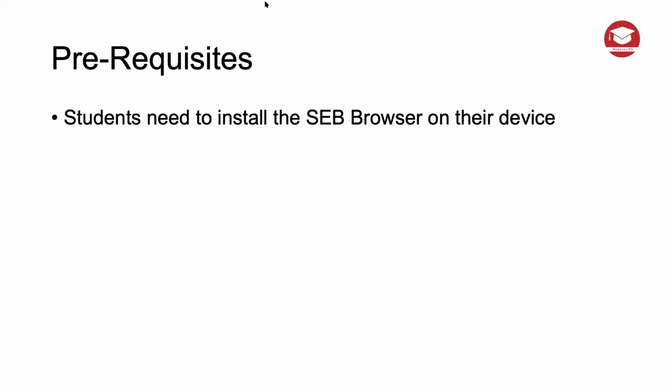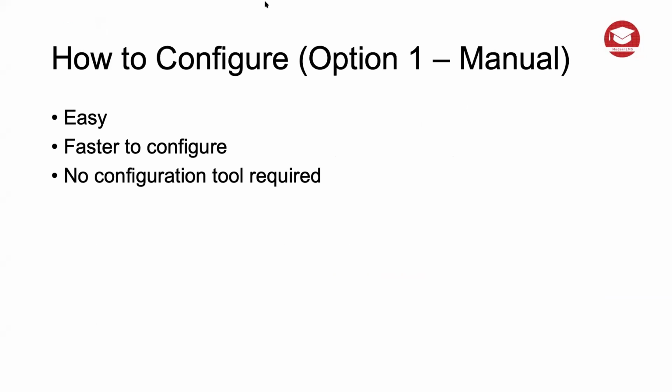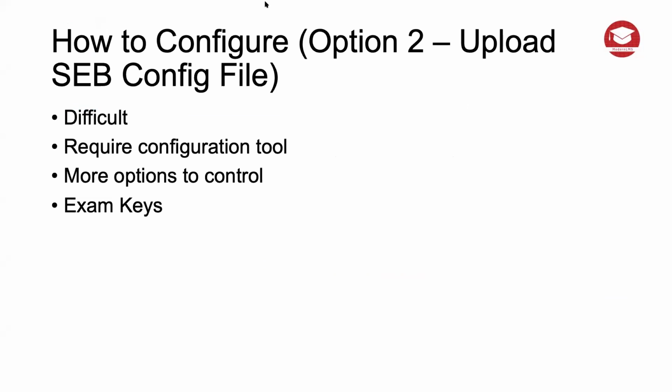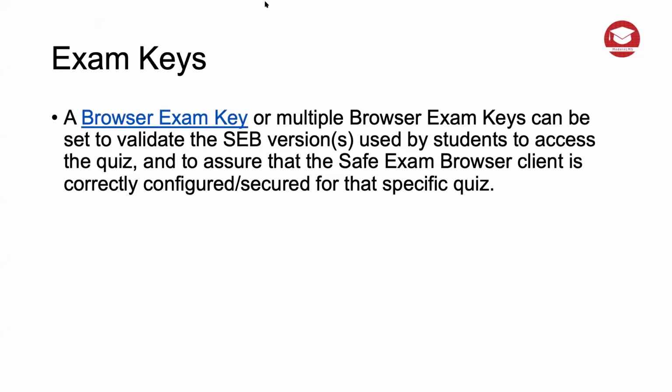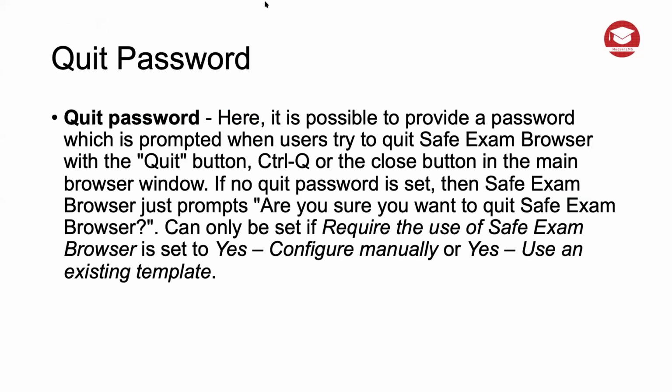I mean, you have two methods to use configurations for Safe Exam Browser. Option one, manual configuration. Option two, upload a SEB configuration file. Exam keys are very useful because they can validate whether students are using the same settings you created or someone else has already tampered with it. If tampered, the system will not accept those settings. They need to use your settings. Quit password, you can always use a quit password, to prevent users from quitting, going back to Google something, and coming back to Safe Exam Browser.